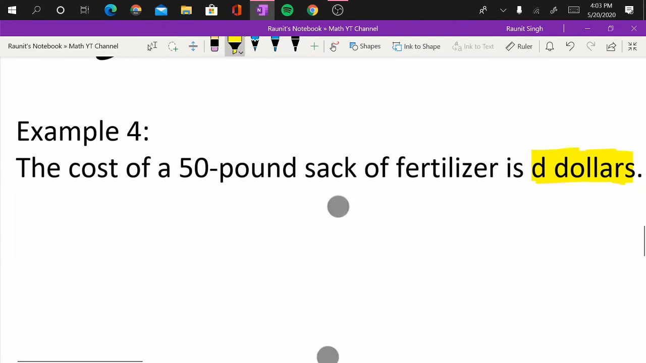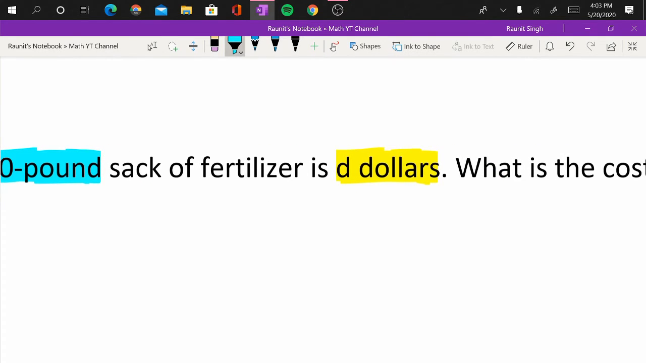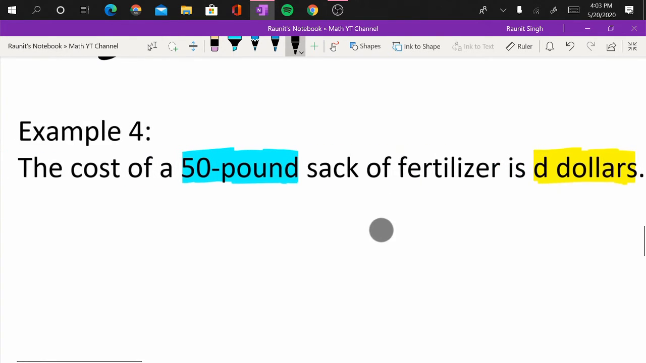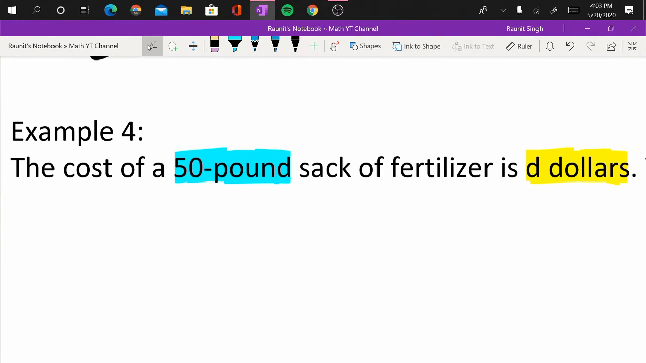So we know that they're buying a 50-pound sack, and the cost is $D, and then it's asking per pound. So per basically means division. You always have to use division with per. So per pound it would be D over 50, since you have 50 pounds and D.